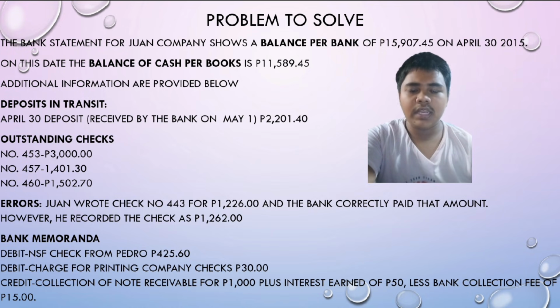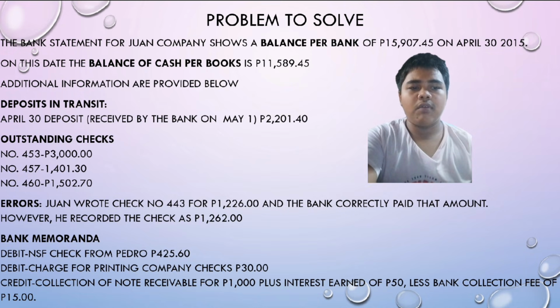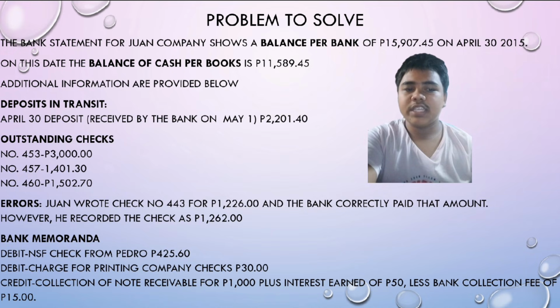And next, here are the three outstanding checks. First check is number 453, which is 3,000 pesos. Second one is check number 457, which is 1,401 pesos and 30 cents. Then the last check is check number 460, which is 1,502 pesos and 70 cents. And here are the errors. One wrote check number 443 for 1,226 pesos, and the bank correctly paid that amount. However, he recorded the check as 1,262 pesos.